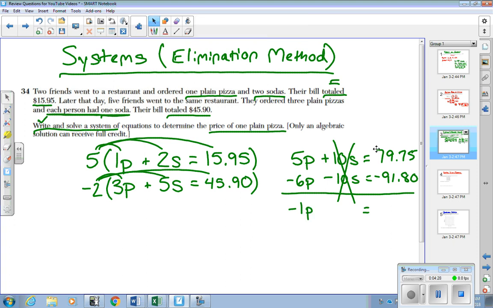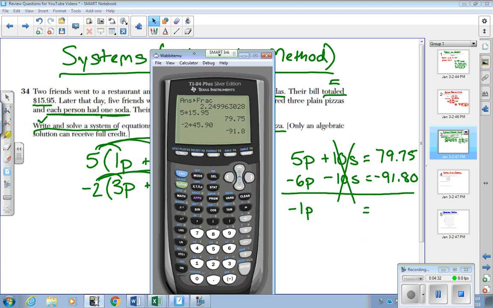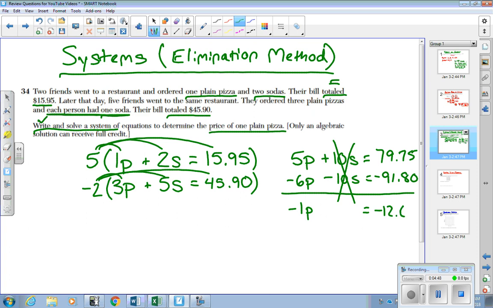And then on the other side, I'll pull out the calculator again. We got 79.75 minus 91.80. And for this one, you're going to get -$12.05. So if you divide by -1 on each side, we get a positive answer for pizza of $12.05.